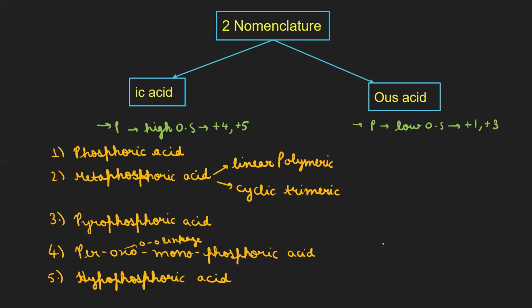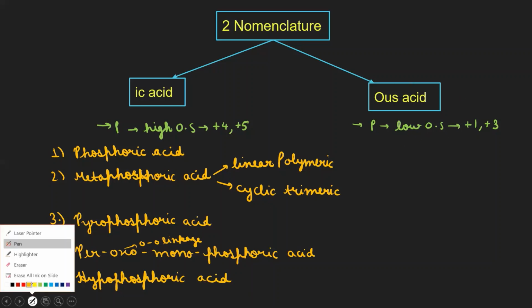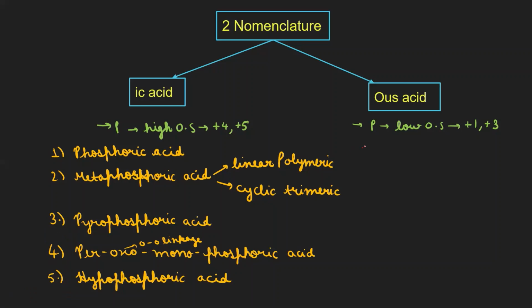Now let us discuss what are the members of the ous acid series. The first member of this ous acid series is phosphorous acid. And here also we can derive other members of this series from this phosphorous acid only, and those are pyrophosphorous acid and hypophosphorous acid.